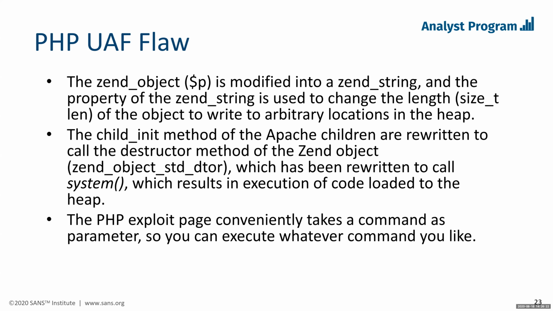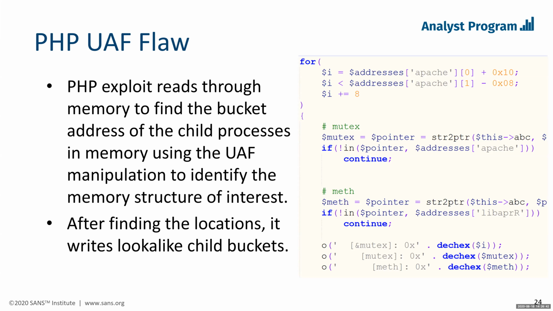And so it's kind of nice, this exploit proof of concept is very well written, and it actually gives you the opportunity to provide a parameter of the specific command that you'd like to execute when the server gracefully restarts. So this takes it as a parameter. The PHP exploit, in order to be able to craft the memory correctly for this, is going to basically read through the memory using the freed object, and is going to basically find the bucket address of each of the child processes.